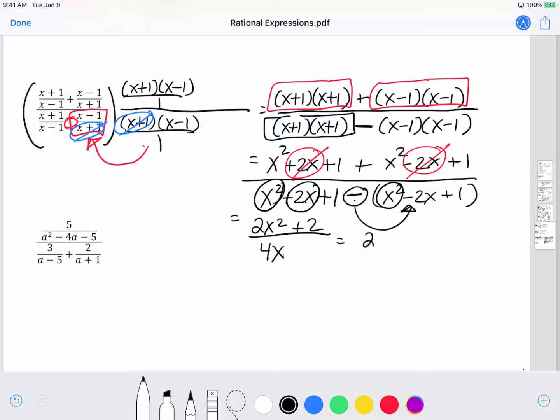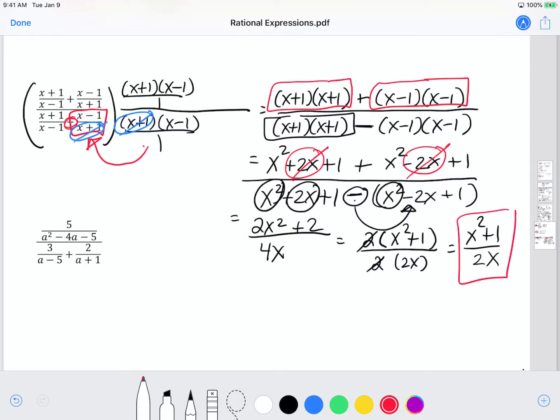In the numerator, I can factor out a 2, and I'm left with x squared plus 1. In the denominator, I can also factor out a 2. And that way I can cancel out the 2's, and I'm left with x squared plus 1 all over 2x as my final answer. This part down here gets a little bit tricky because you're subtracting this whole thing right here. So don't forget, you have to distribute that negative. So that becomes, when I distribute that negative, a minus x squared, a positive 2x, and a minus 1. So be careful with distributing those negatives.